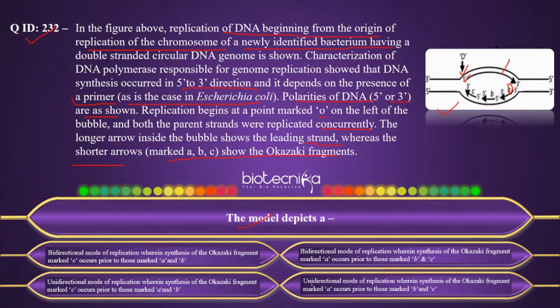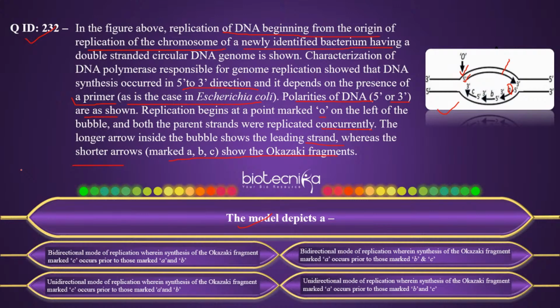So Bhavapriya says option D, unidirectional mode of replication, wherein synthesis of the Okazaki fragment marked A occurs prior to those marked B and C. So basically in Okazaki fragments also, the synthesis takes place from 5' to 3', as everybody knows. Let us see which option would be the correct one here.